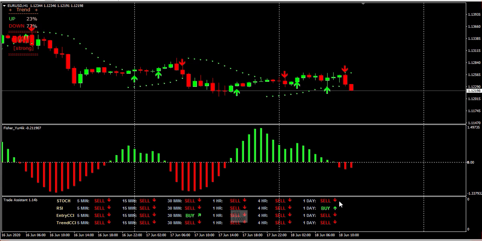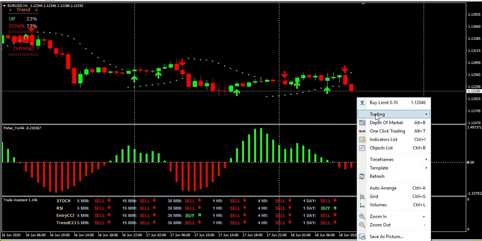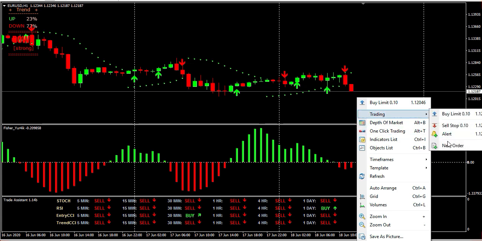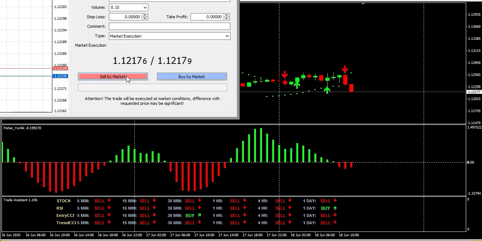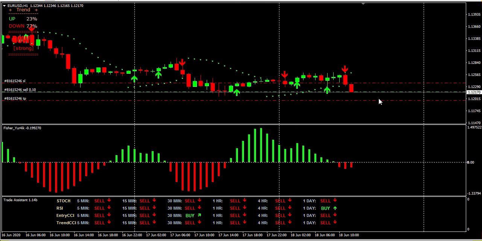Okay, so this is giving you an indication of where the market is going and what you can do. It is sell, and the RSI is also telling you sell, and only on the daily is it telling you to buy. The CCI is also telling you to sell. Most of them are telling you to sell. So what you're going to do is place a trade: new order, and then you sell 1 mini lot here. There it is.